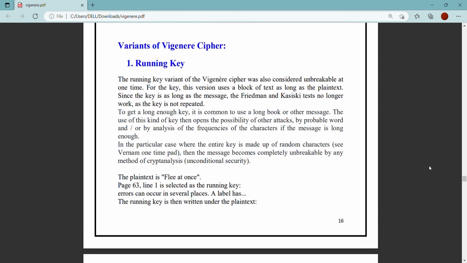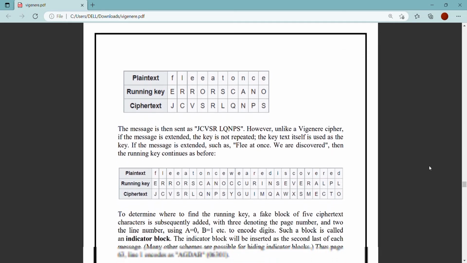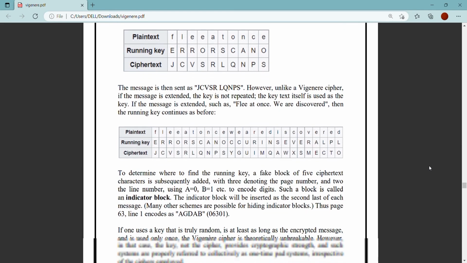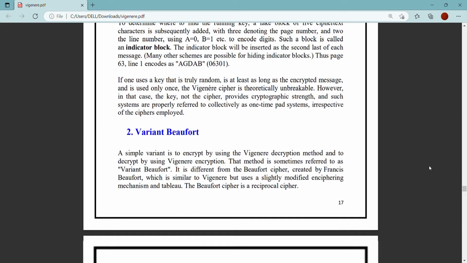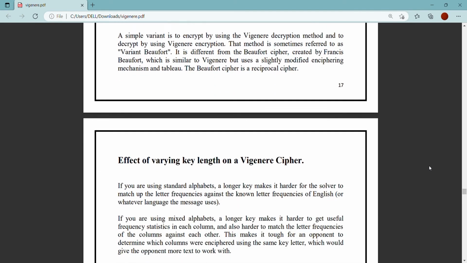Two variants of Vigenere cipher that interest me are running key and variant Beaufort. In running key, the key is as long as the message, so the Friedman and Kasiski tests no longer work as the key is not repeated. In variant Beaufort, the encryption is done by the Vigenere decryption method and the decryption is done by the Vigenere encryption method.